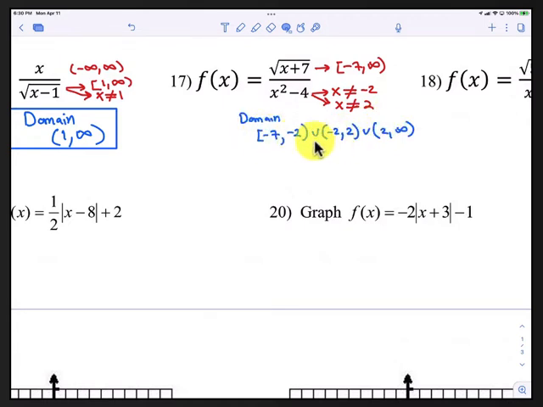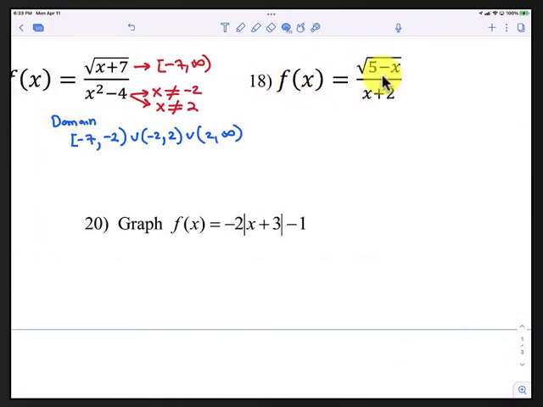So the way you would write it is from -7 to -2, union -2 to 2, union 2 to infinity. And for number 18, we have a radical on the top, and we know that the radical can't be negative inside. So the most that we could plug in for x would be 5. If we plug in anything more than 5, we would get a negative inside.